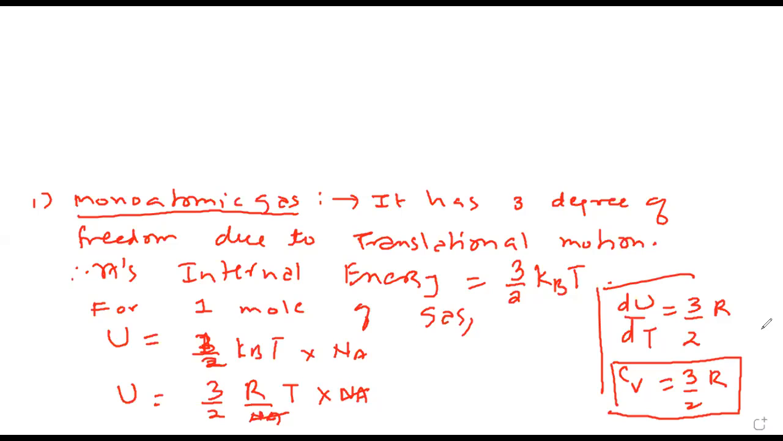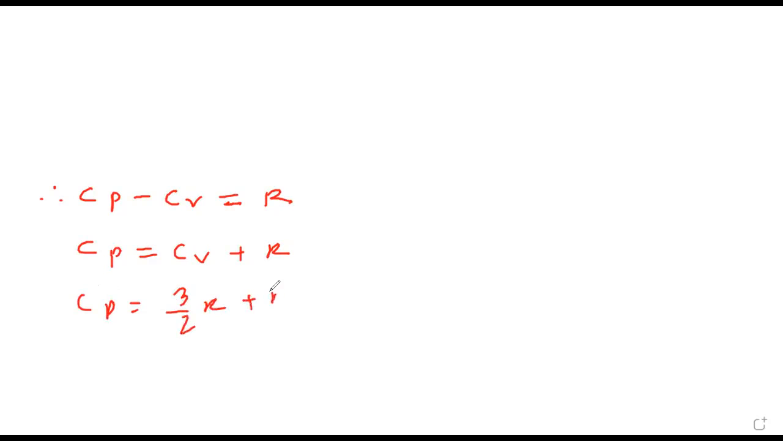Done, sir. Okay, just 2 minutes, so that I can wind up this part at least. I'm not skipping any topic. All the topics I'm taking, so extra lectures are required. Since Cp minus Cv is R for 1 mole, can I say Cp is Cv plus R? Cv we got 3 by 2 R plus R. Therefore Cp equals 5 by 2 R.